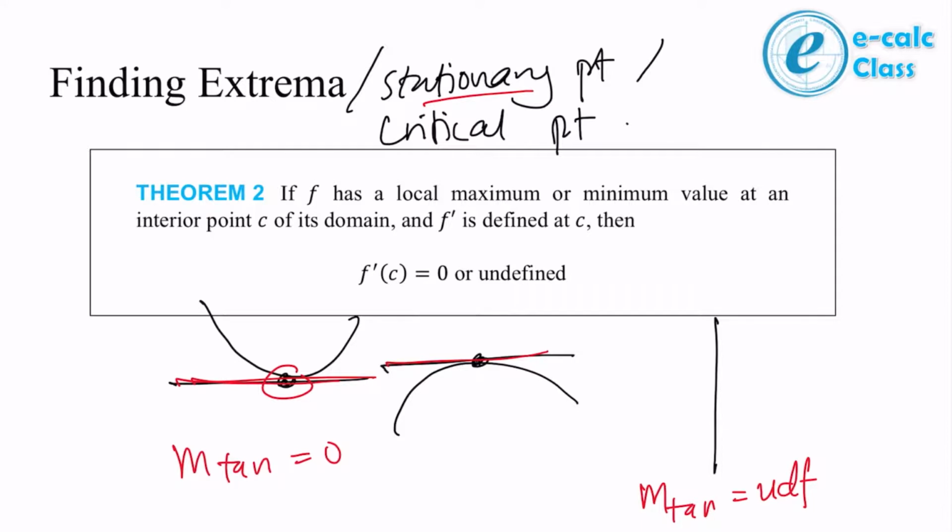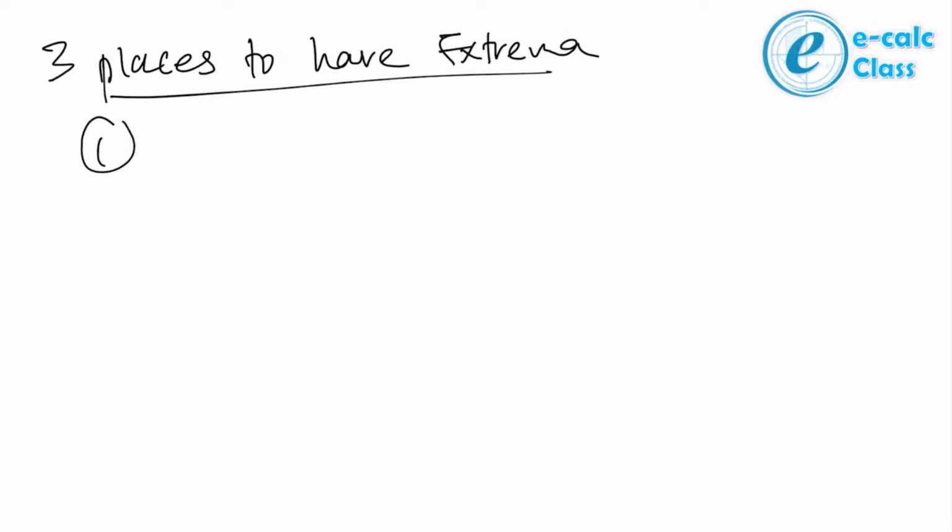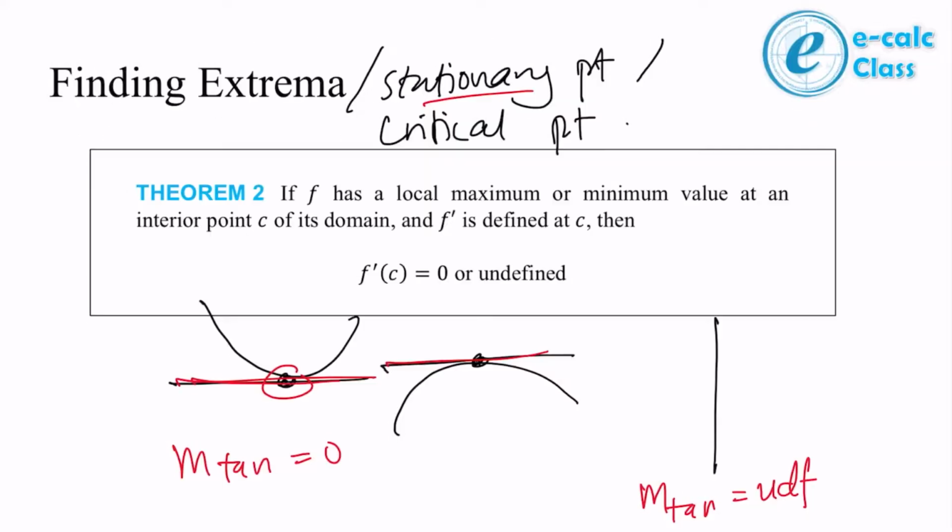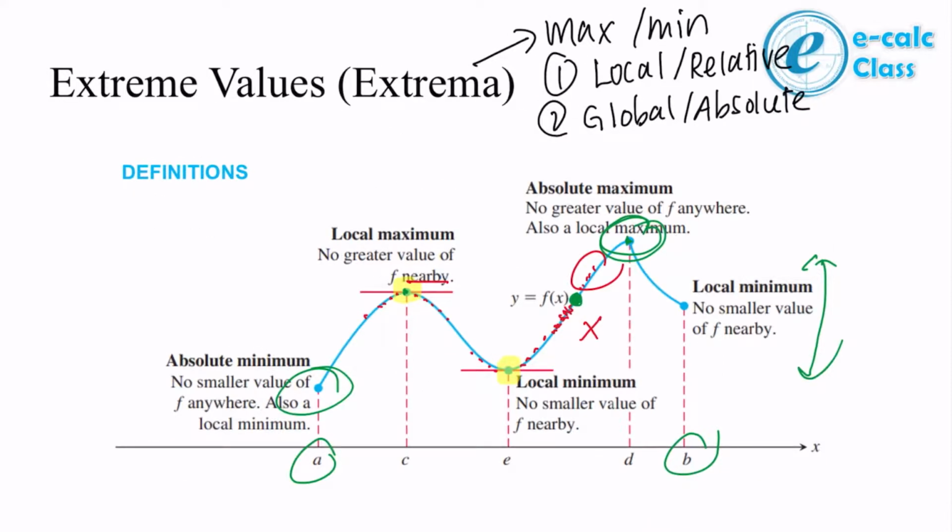But here's the thing. There are only 3 places where we can have extrema, whether they are local or global. Let me have a new page, okay? So we have 3 places to have extrema. Number 1 is, of course, when your f prime x is equal to 0, which means it is a horizontal tangent line, okay? And if you refer to this graph, this is a horizontal tangent line, and both of them are local max and local min.